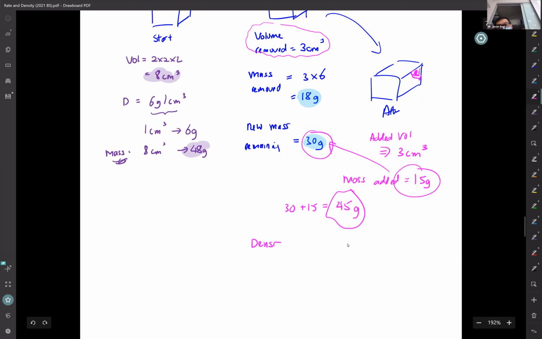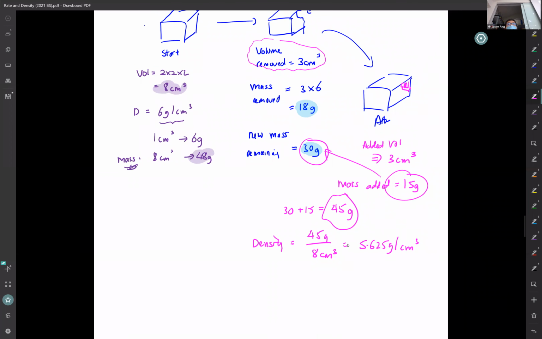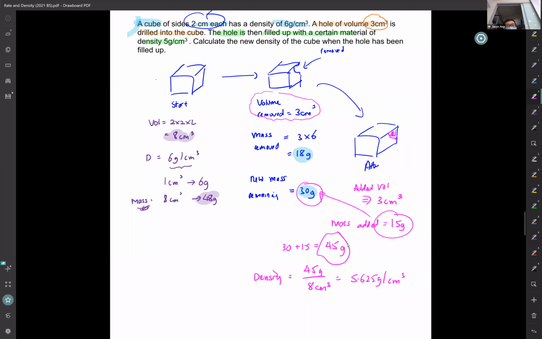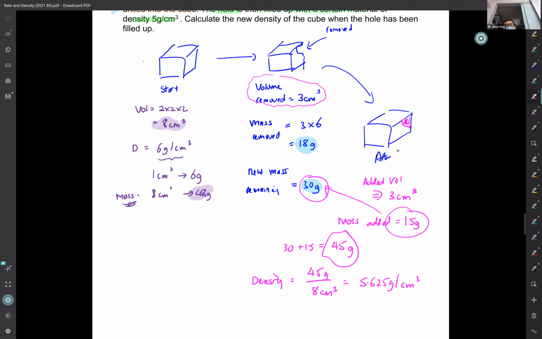To find your new density, you will take the 45 gram divided by the volume, which is now back to normal, which is back to 8. You'll get 5.625 gram per cm cube. Can you understand what's going on? Okay, I give you time. You can copy this. Okay, let me pause the recording here.